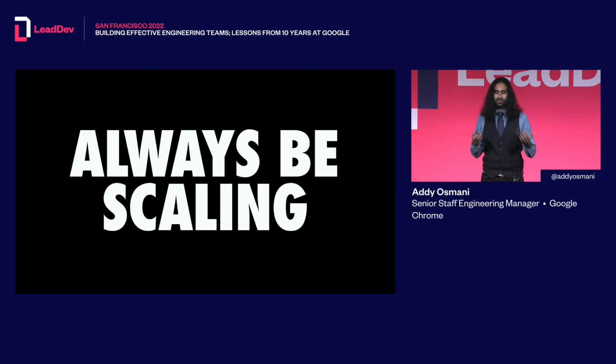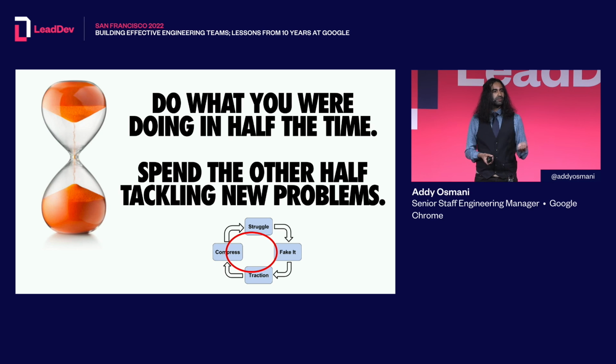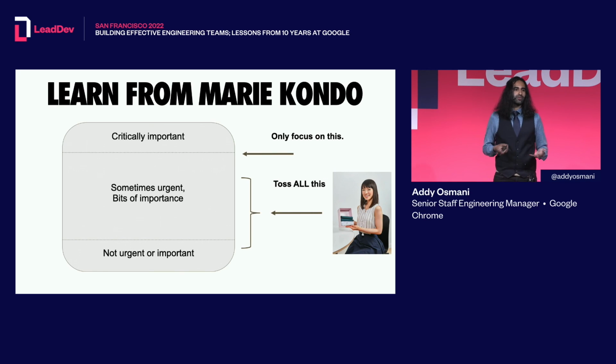Always be scaling. You really want to embrace the cycle of struggle and success. Once you're able to compress your success patterns, once you're able to successfully delegate, you may be able to do what you were previously doing in half the time. You may be able to free yourself up time to be able to tackle other kinds of problems. And sometimes folks will ask, well, that sounds great at a very high level. How do I actually do that? And we can always learn a lot from Marie Kondo.